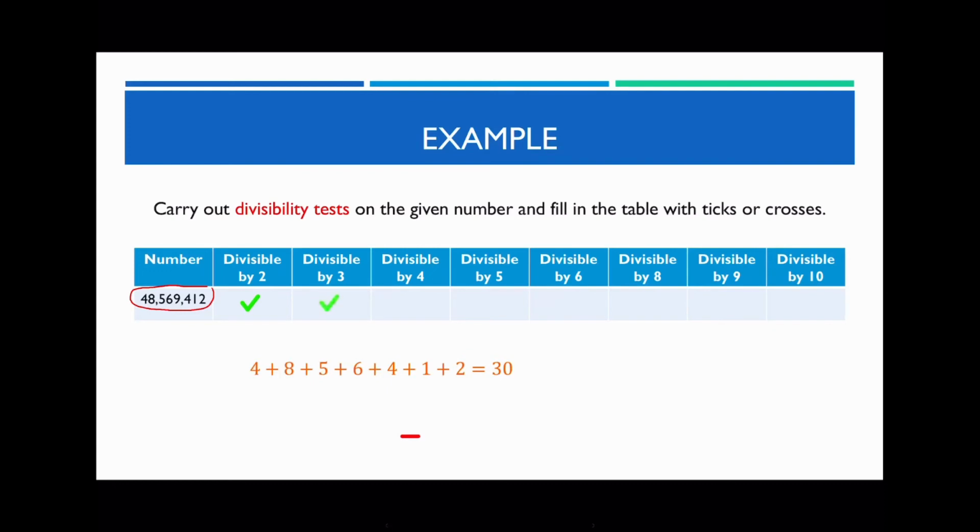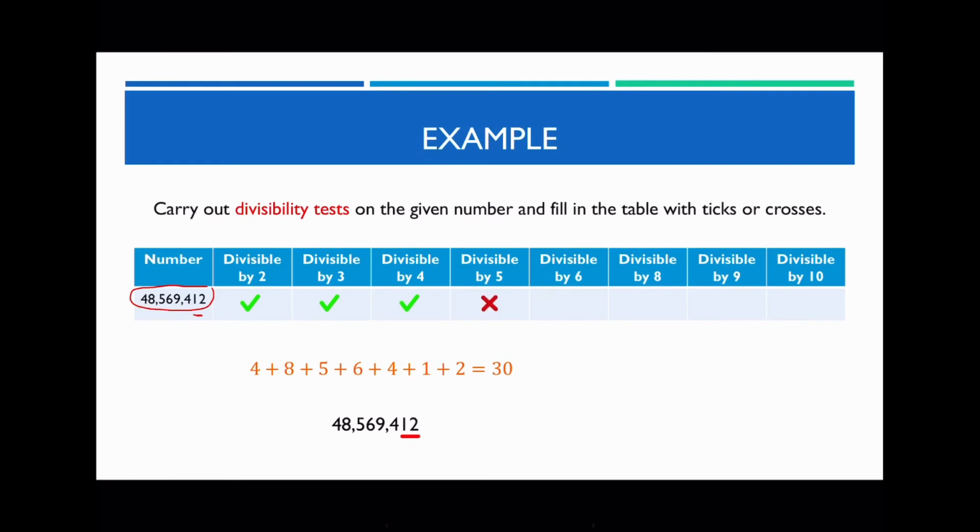We said that a number is divisible by 4 if the last 2 digits are divisible by 4. In this case over here, that is 12. 12 can be divided by 4, which gives you 3. So therefore, this also passes the test. In this case over here, this number is not divisible by 5 because it needs to end with a 0 or a 5. So therefore, this does not pass the test.